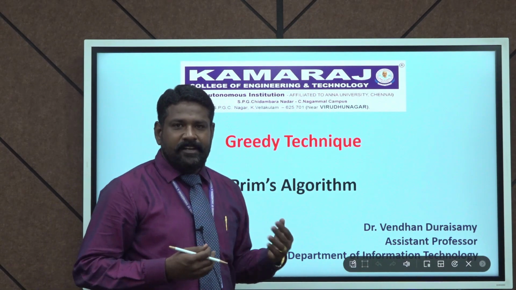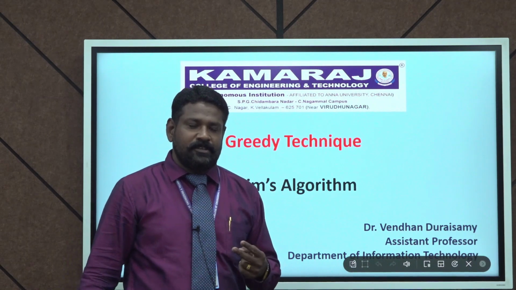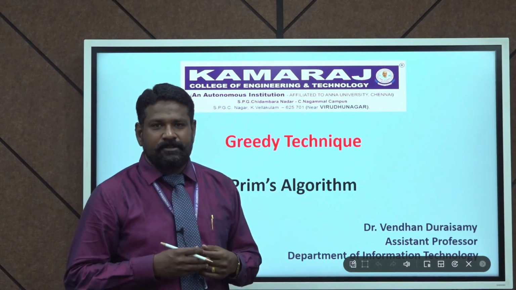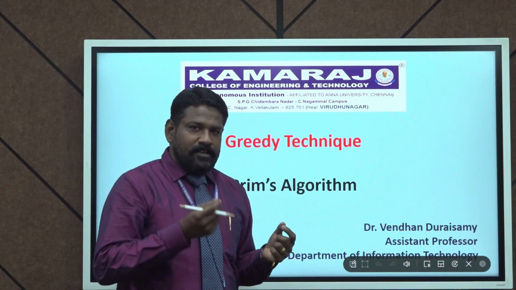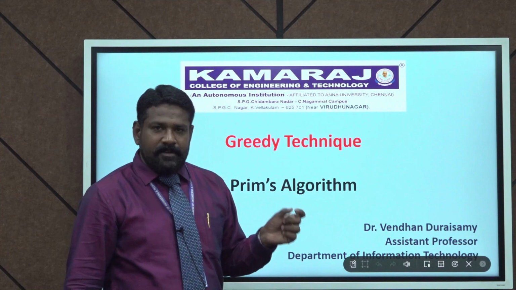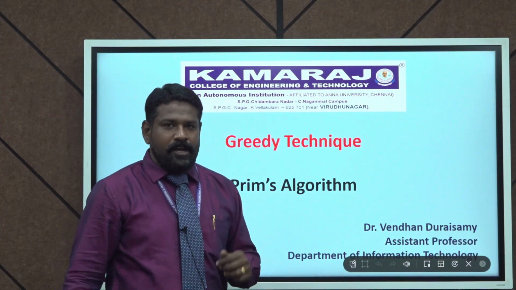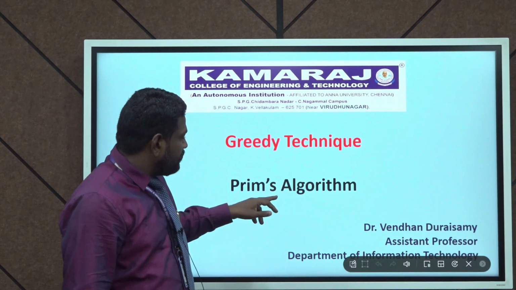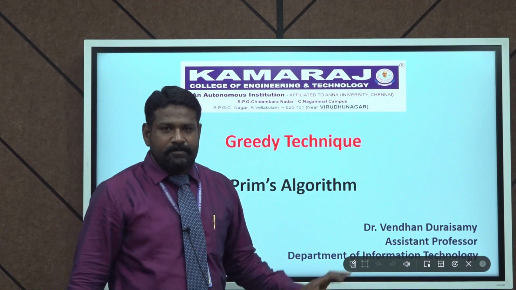We all know the greedy technique. In the greedy technique, two kinds of solutions are possible: a feasible solution and an optimal solution. A feasible solution is a solution that satisfies the problem condition. From the feasible solutions, we are going to find one optimal solution. And today we are going to discuss Prim's algorithm.